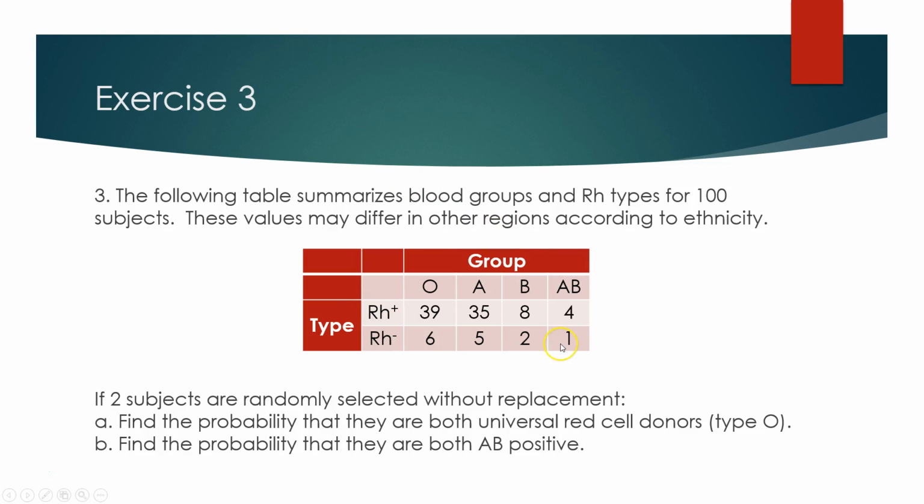So this is mimicked, this isn't real data, but this is mimicked off a combination of the races. So if 2 subjects are randomly selected without replacement, so we don't put them back, they're on a list, we call them and say, hey, can you give blood? They say yes, we make an appointment, we don't call them back. They say no, we cross them off the list. So find the probability that they are both universal red cell donors. So that's type O. Find the probability that they are both AB positive. So that's getting kind of specific in here.